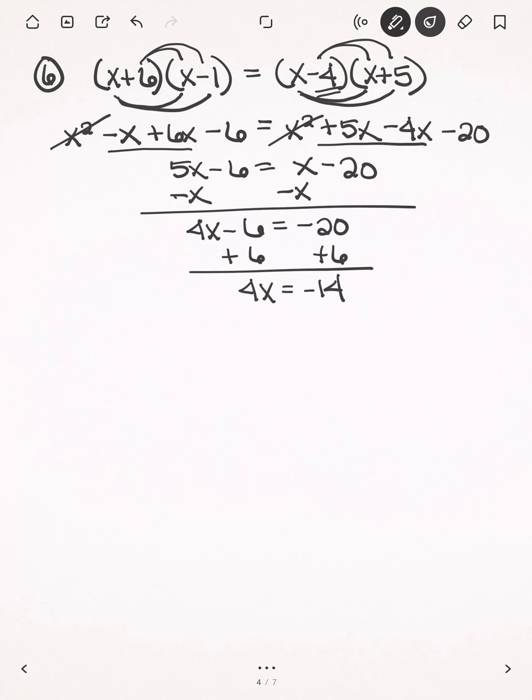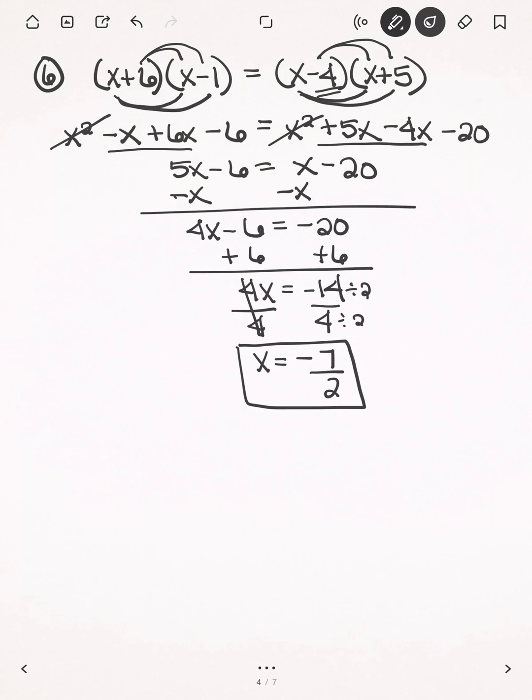Now, 4 is not going to divide in evenly. That doesn't mean we have no solution. We're going to get a fraction answer. So we divide both sides by 4. My 4's cancel, and I get x equals, my negative sign stays. And what can I divide out of 14 and 4? I can divide the top and the bottom by 2, and I get negative 7 over 2. And there's my answer.